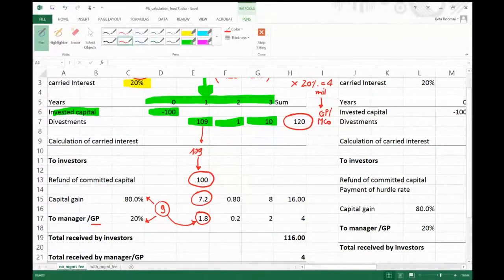Okay? The same holds true in year number 2. From this moment on, guys, you can imagine that the committed capital has already been paid, and so at the end of the day, this can be easily split according to the 20% rule, so 20% to the general partner and 80% to the investors. And the same holds true in year number 3. So you have 10 million, you are comfortably in the area of capital gains. So again, the distribution follows the usual rule, 80% to investors and 20% to the general partner.